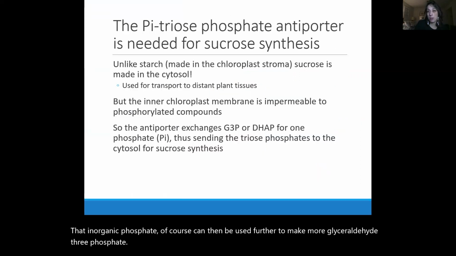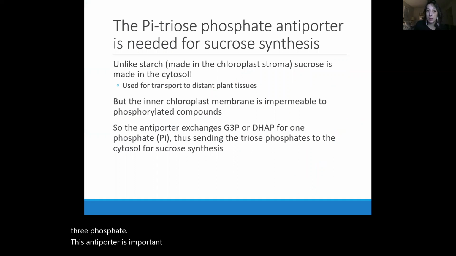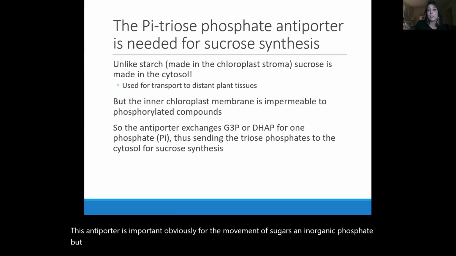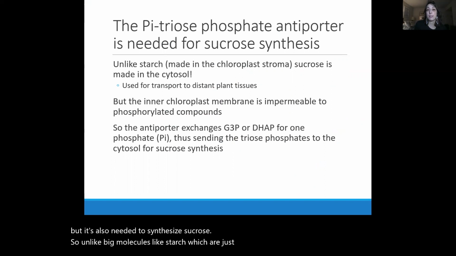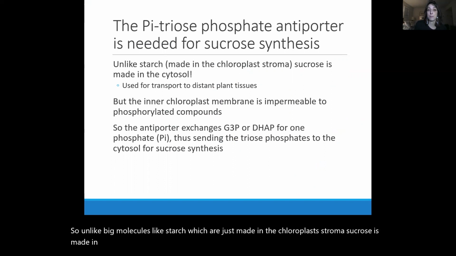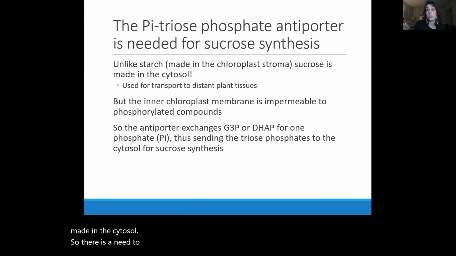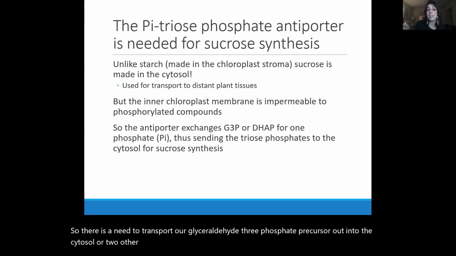This antiporter is important, obviously, for the movement of sugars and inorganic phosphate, but it's also needed to synthesize sucrose. Unlike big molecules like starch, which are just made in the chloroplast stroma, sucrose is made in the cytosol. So there is a need to transport our glyceraldehyde 3-phosphate precursor out into the cytosol or to other plant tissues via this antiporter.